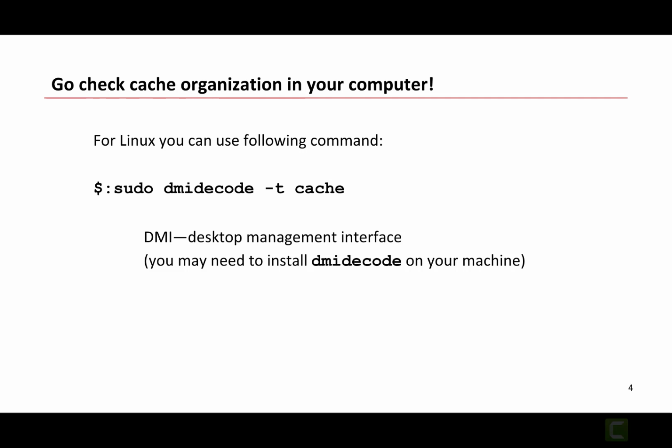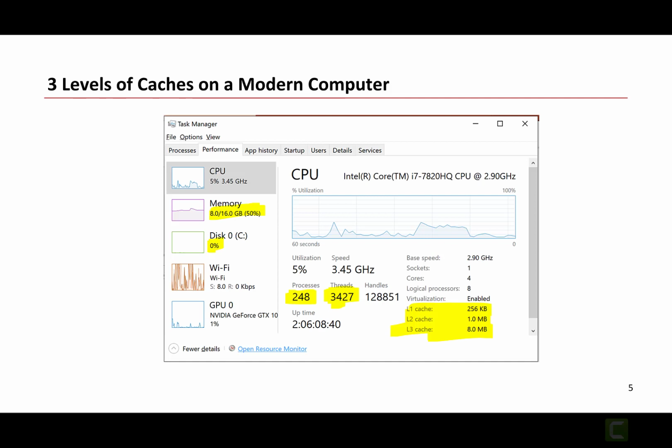I would also encourage you to go and check out the cache organization in your computer. If you're using Linux, you could use this command that I'm showing on the screen to figure out what the cache size is, and it can also give you some additional information about associativity and so on. On my computer, which is Windows, I could find this out just by going to my task manager, and I found out that my processor has 3 levels of caches.